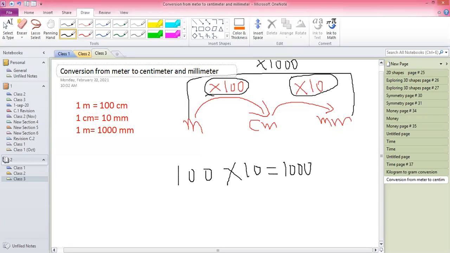So from meter to millimeter, you have to multiply first by 100 then by 10, or I can say that you have to multiply it by 1000. If I ask you 2 meter is equals to how many millimeter, you will say 2000 millimeter. 5 meter is equals to how many millimeter? This is equals to 5000 millimeter.